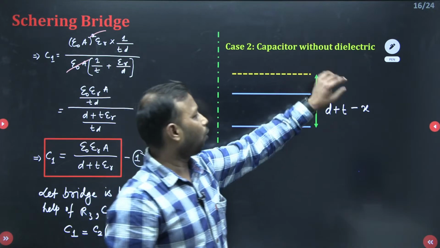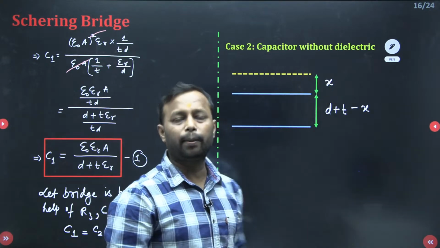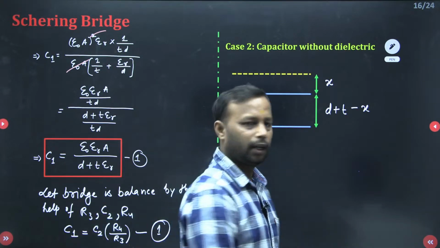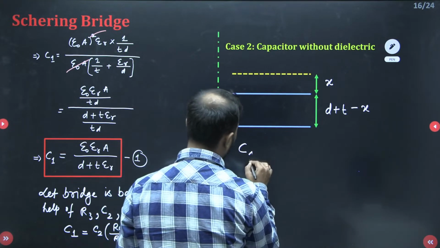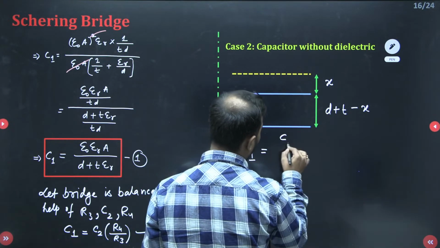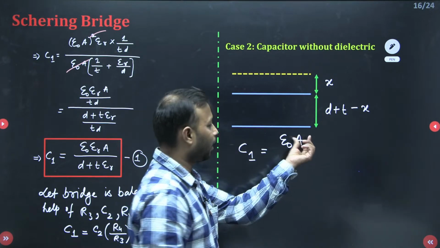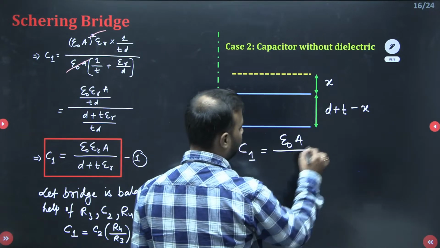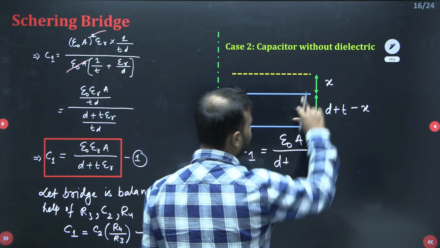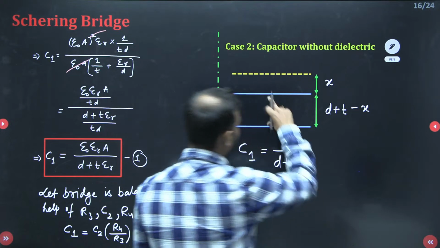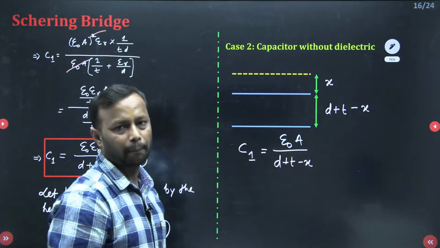Now let us say for this value of x, your bridge is balanced, which is having the same value as that of C1. Okay? So what will be C1 in this case? This will be equal to epsilon naught A. Please do not write epsilon R. Epsilon naught A upon what is the distance? D plus T minus x. So these are the two plates and this will be your capacitance value.